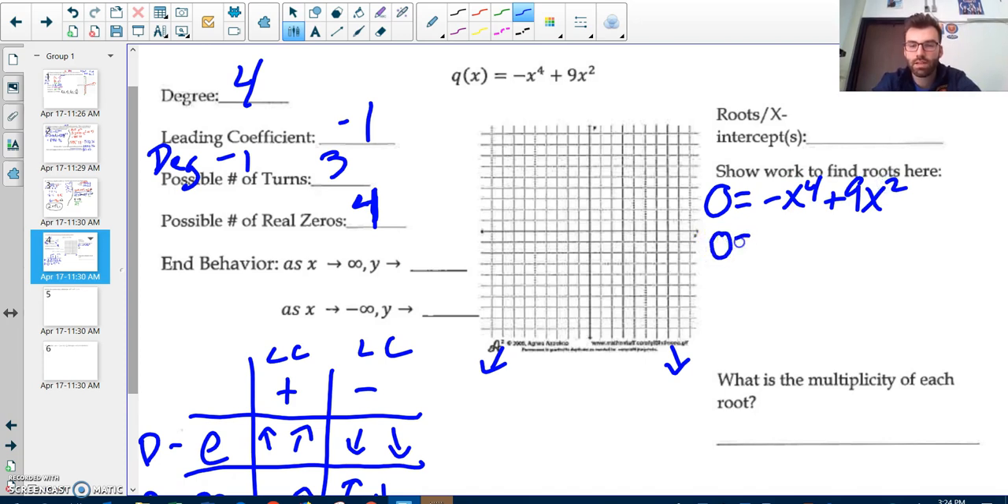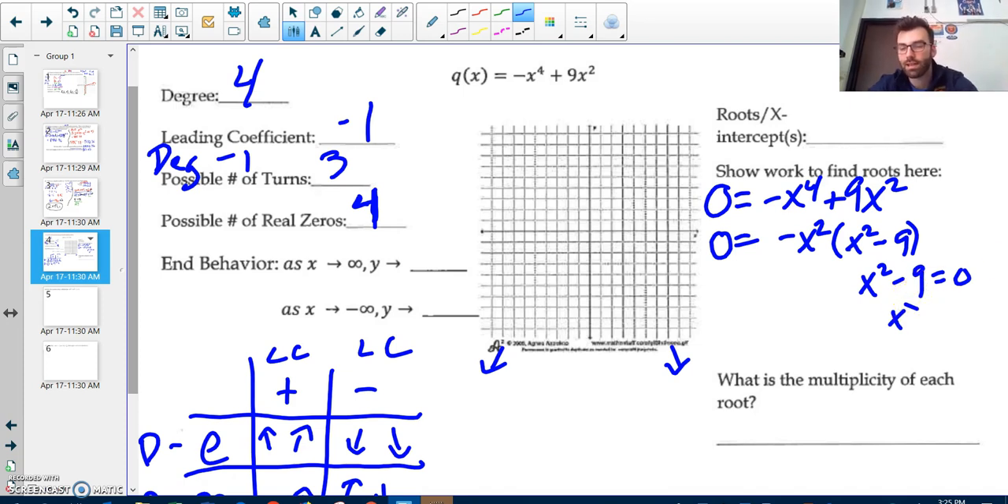First thing you should ask yourself: is there a greatest common factor? There is. Now I can take out a positive x squared or a negative x squared. I'm going to take out a negative x squared because I want my first term to be positive and my second term to be negative. When this happens, it'll be easier to solve. Now if this was negative, I could have just added that to the other side. Although I like my x squareds when solving to be positive.